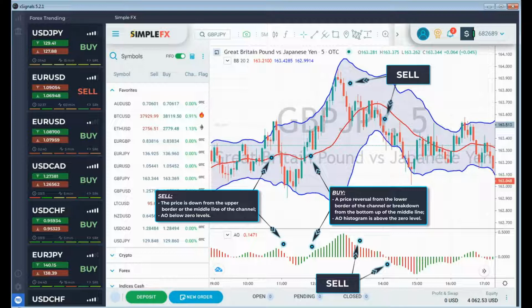For a sell order, the situation is reversed. The price goes down on the Bollinger, the red histogram is below the zero level of the oscillator. An additional signal will be a breakdown of the boundaries of the Bollinger sideways range.